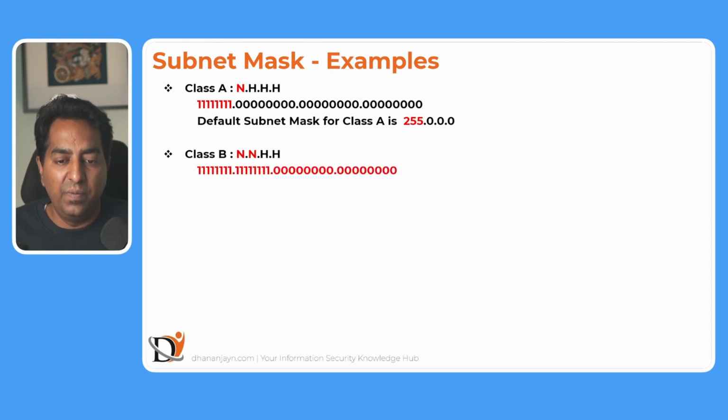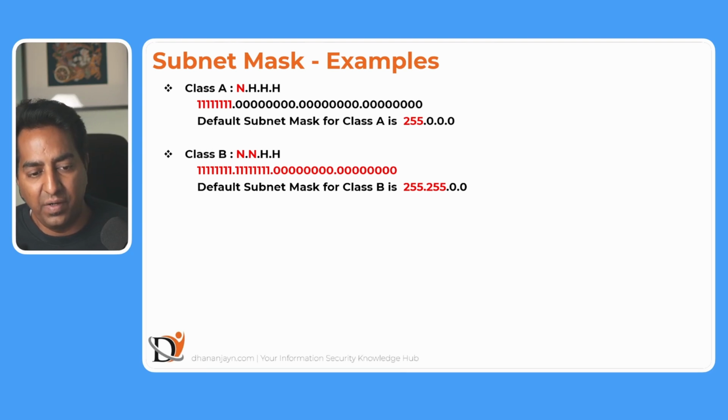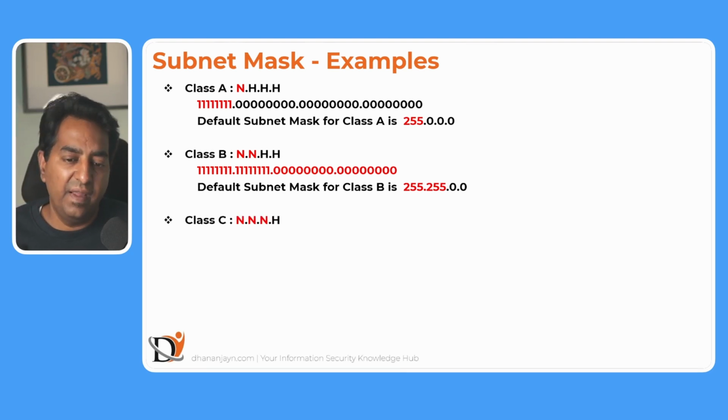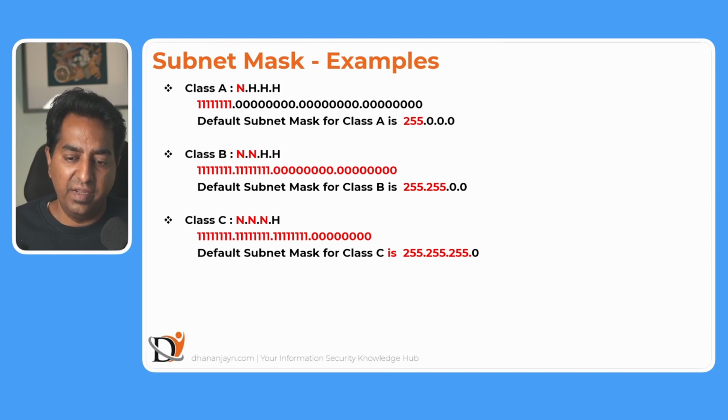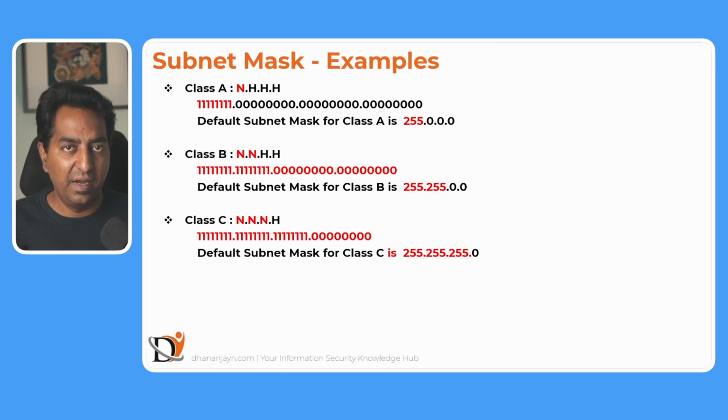In the same way, class B, first two fields are network and the other two fields are host fields. So this is how network fields are made all ones and host portion is made all zeros. So the subnet mask that I'm going to get for class B IP is 255.255.0.0. And the same way, class C, first three fields are network portion and the last field is the host portion. So the subnet mask that we are going to get here is 255.255.255.0. So as I said, the first way of determining IP class is looking at the first field, and subnet mask is the other way using which you can identify the class of an IP address.